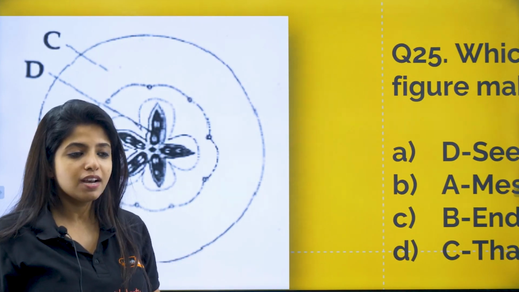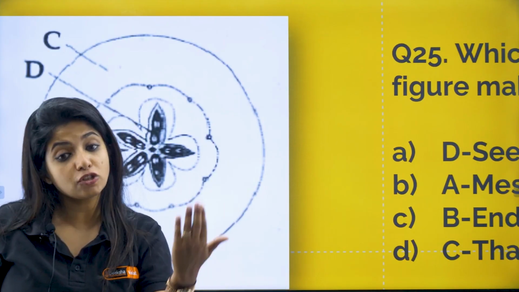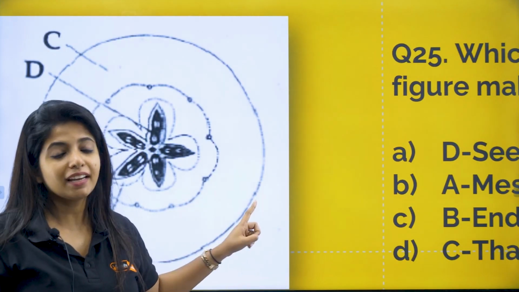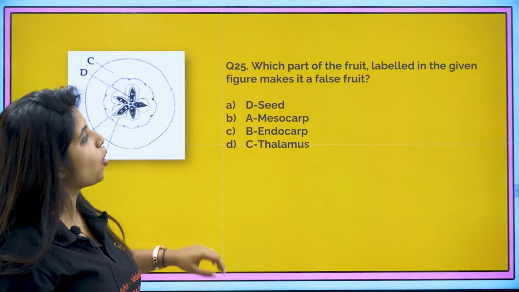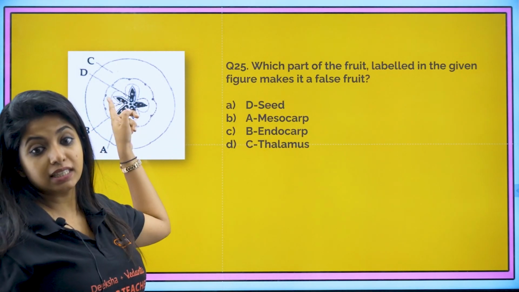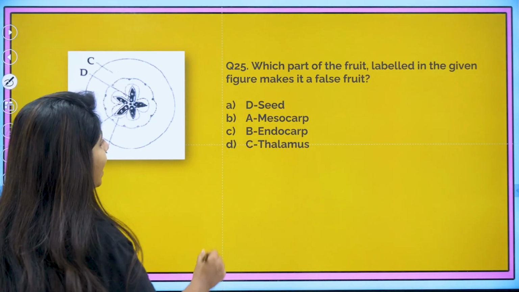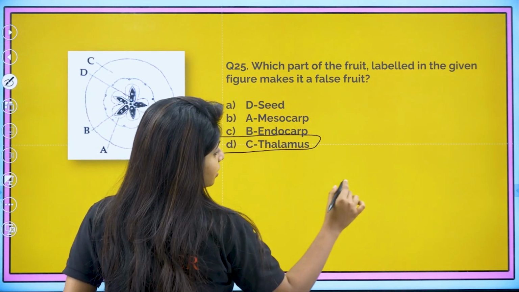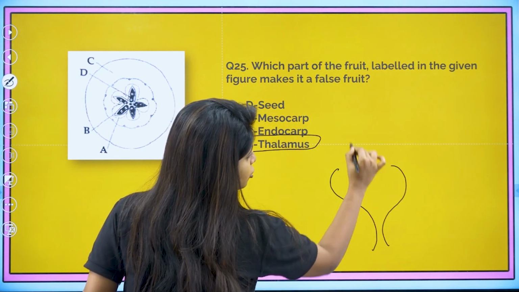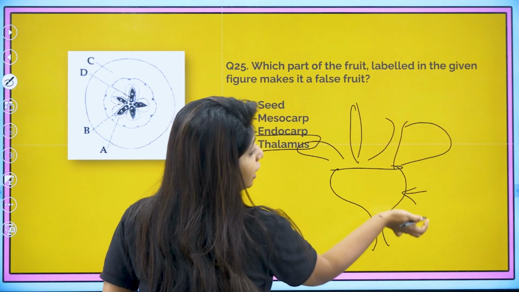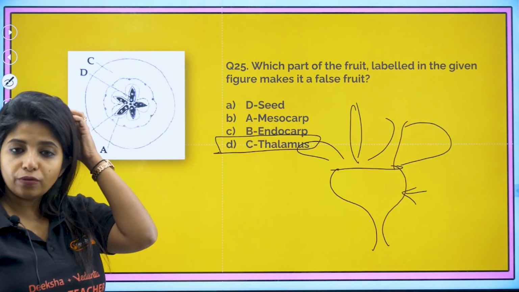What do you mean by false fruit? When it's not just the ovary, but other parts also contribute to the formation of fruits. So what is this other part that is making this a false fruit, my dear children? It is the C part. And what is C over here? It is thalamus. Thalamus means the structure onto which everything is resting in the flower. So thalamus is also contributing in the formation of fruit over here.